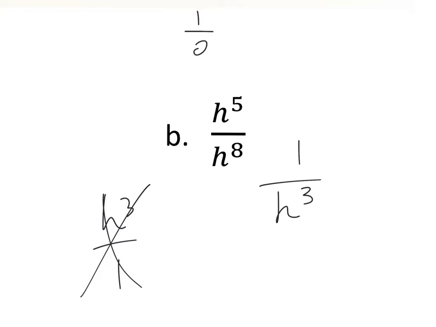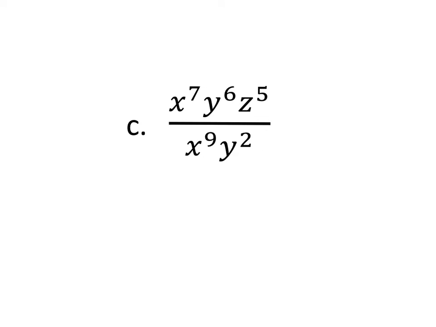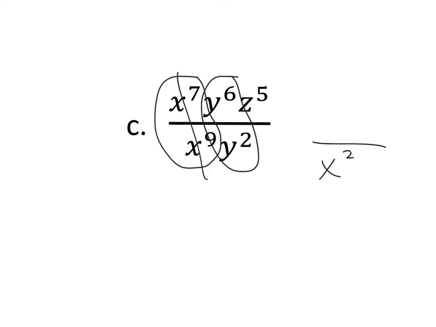So you could write 1 over 2, but that's not the same thing as 2 over 1. So you have to make sure that if you have nothing left on the top, you need to put a 1 there. And then C, let's look at just a few variables going on. So look at your x's. You're going to be left with x squared on the denominator. Let's look at your y's. You're going to be left with y to the 4th in the numerator. And your z, there's nothing else with z, so you still have z to the 5th.